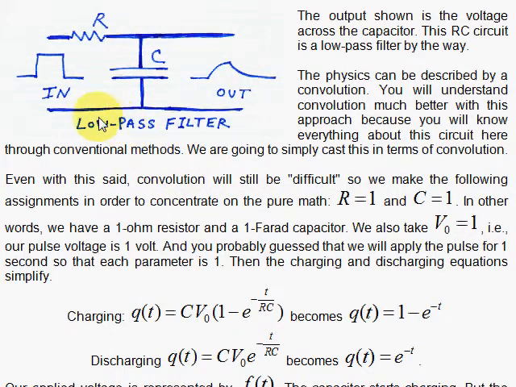We're going to look at our low-pass filter again and arrive at the general formula for convolution by studying this in detail. Here comes a square pulse. You have a charging phase during the time the pulse has its height here of 1 volt, and then after 1 second you then have your discharging phase.